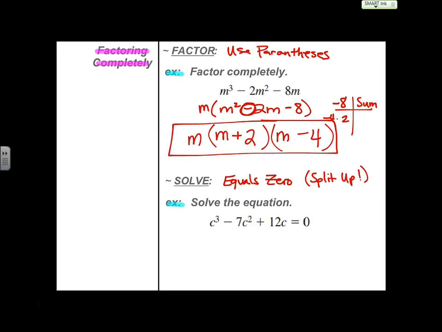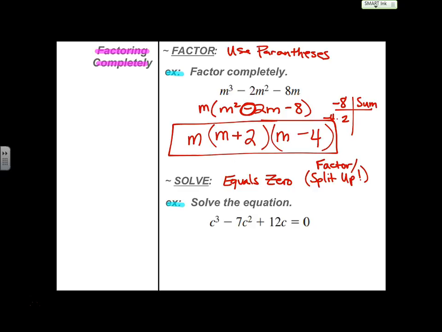Guys, do you see any equals 0 in this factoring problem? No. But what do you see as soon as you look at this next problem? An equals 0. And what's the word that's going to be in the directions? Solve. Now here's the struggle. It's factoring plus. It's a two-sided problem. There are 2 things to do. Factoring plus.